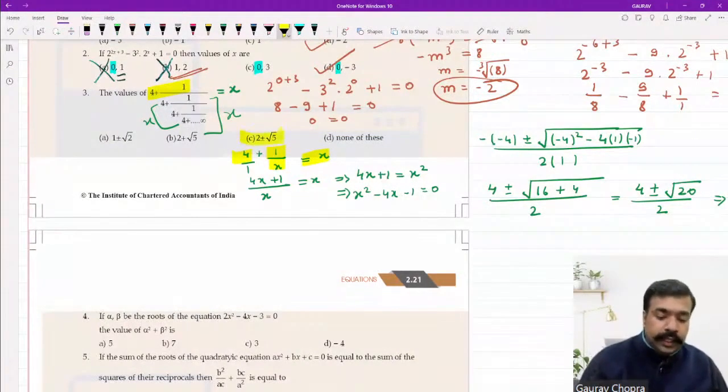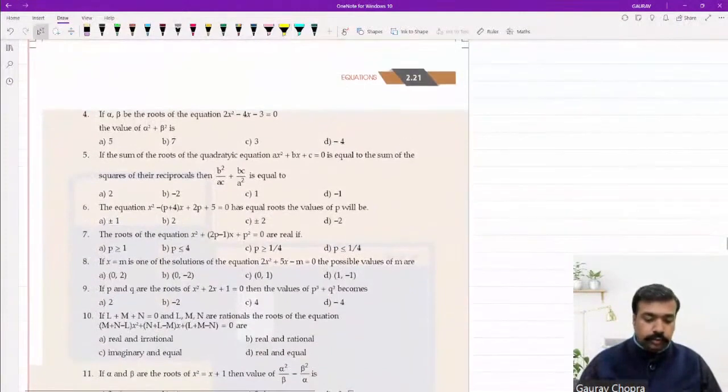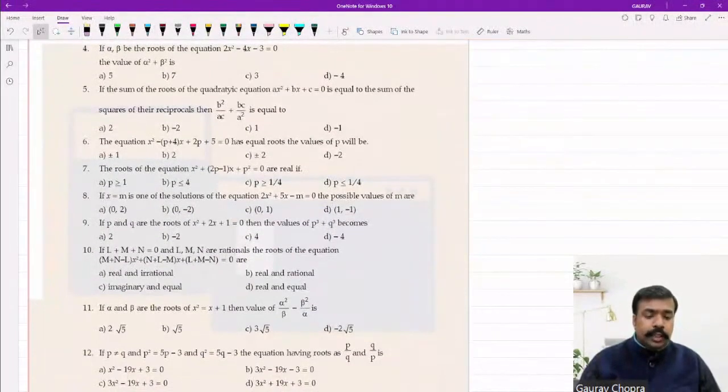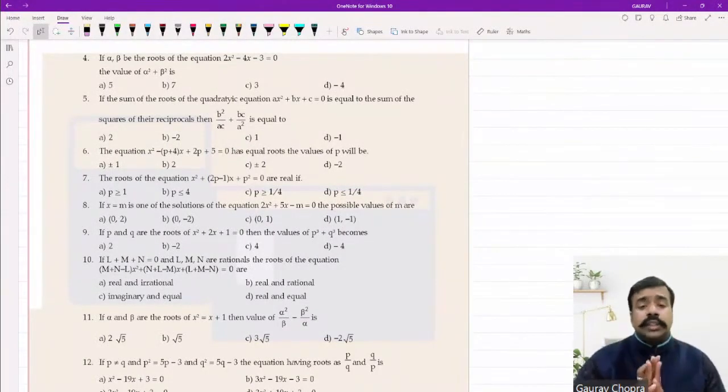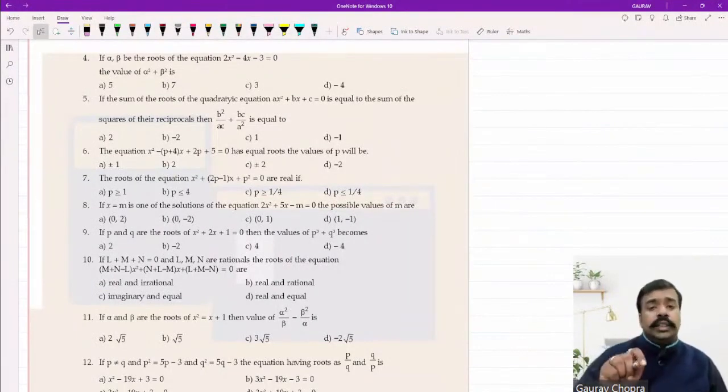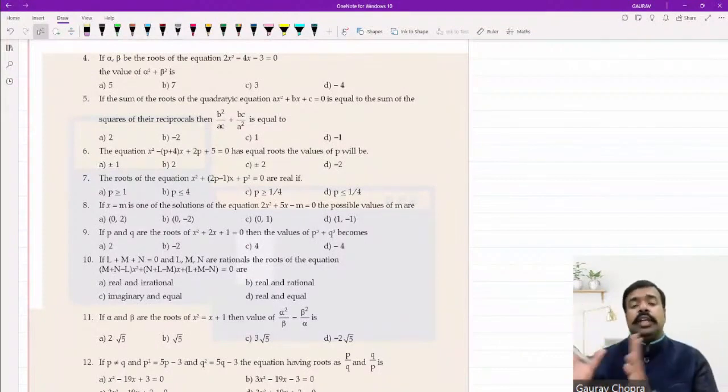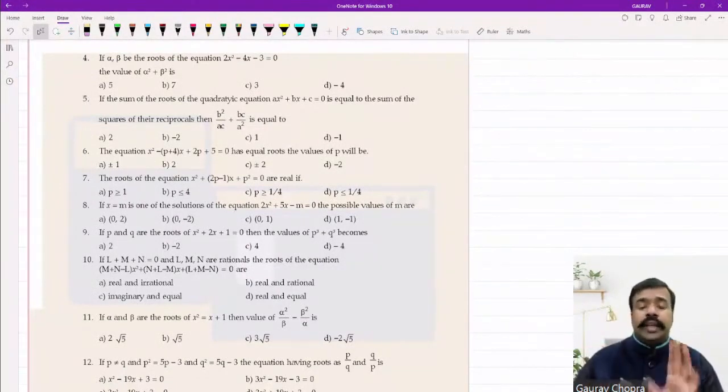So option number C is correct. Now there are many similar questions. We have done question number 4. Similar questions we have done in the example. And also the questions for equal roots: whenever the question says the equation is having equal roots, you have to do just one thing, b square minus 4ac equal to 0. Always compare that with 0, and by comparing that we will always get the value of the required constant.